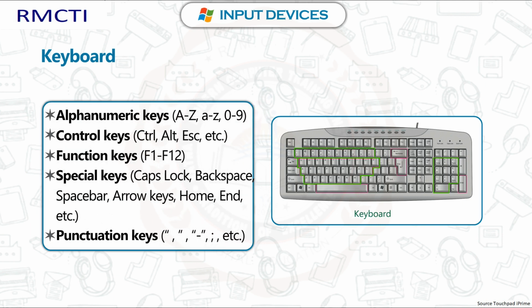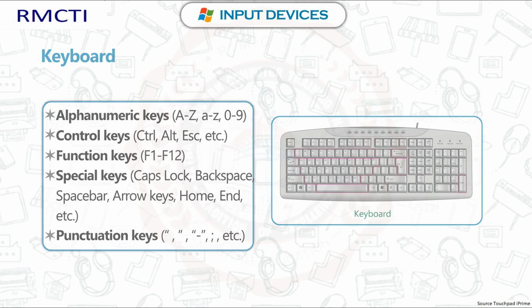Alphanumeric keys: capital A to Z, small a to z, 0 to 9. Control keys: Control, Alt, Escape, etc. Function keys: F1 to F12. Special keys: Caps Lock, Backspace, Space Bar, Arrow keys, Home, End, etc. Punctuation keys: inverted commas, hyphen, semicolon, etc.